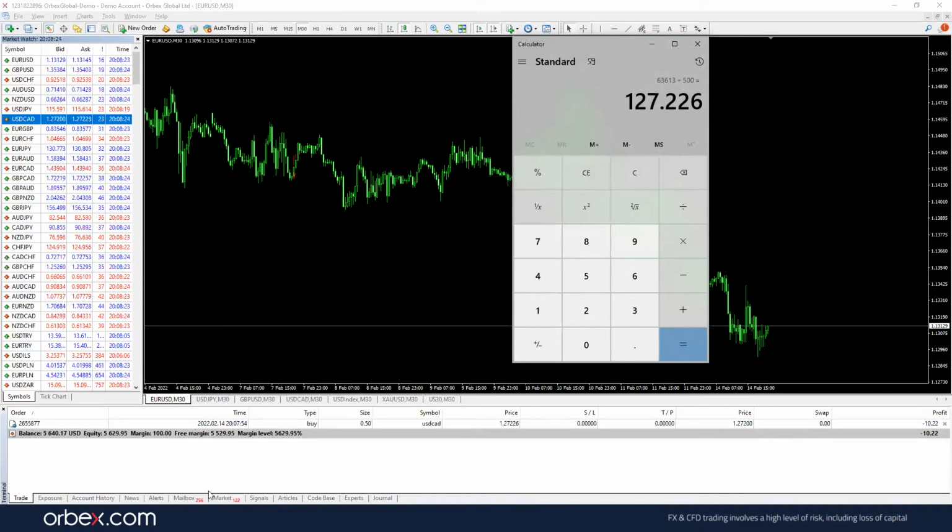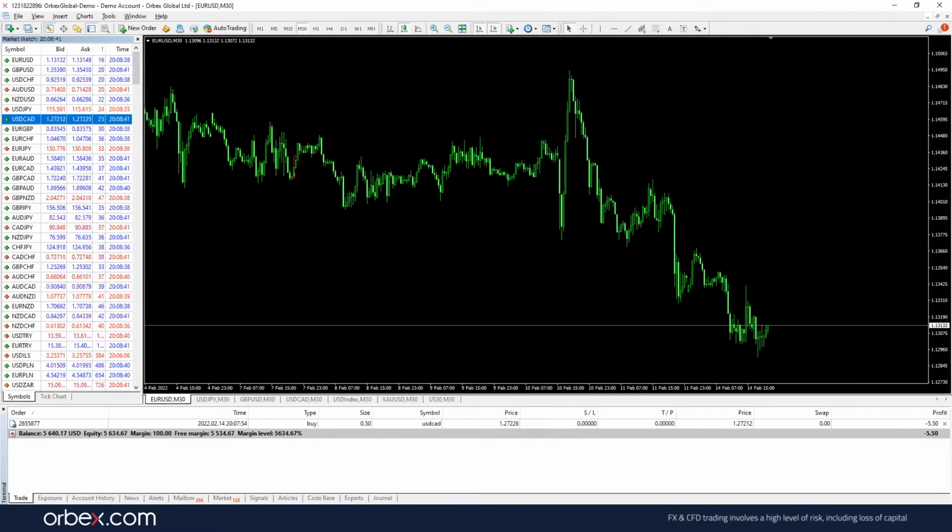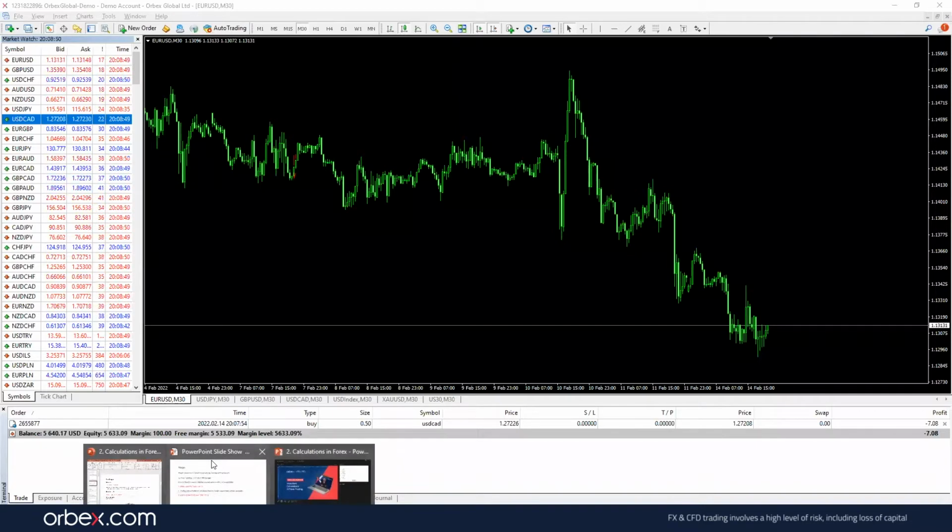So just keep in mind that if there is a confusion about margin, depending on your base currency, to keep it simple, Orbex only offers dollar-based currency at the moment for its MT4 accounts, especially demos. So just keep in mind that for now. With that being said, I'm going to leave this trade open because I want to start looking at profit and loss as well, and also other things that are going on. So let's go back to the presentation.